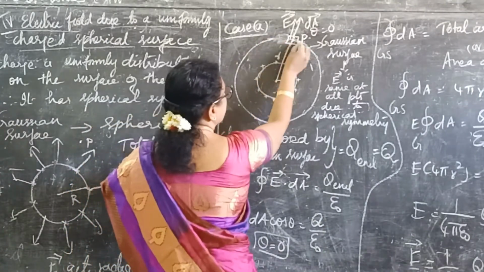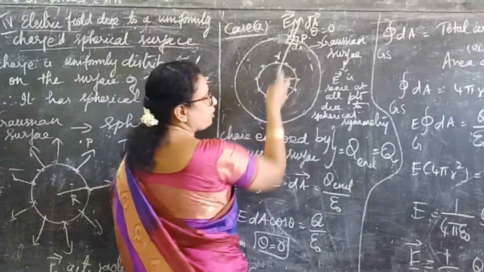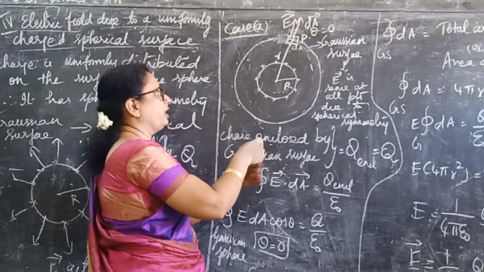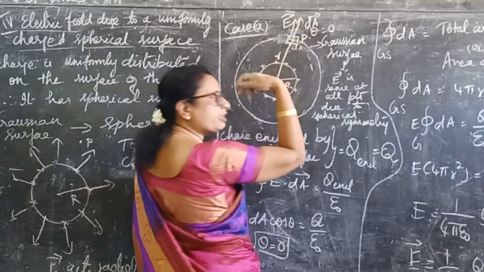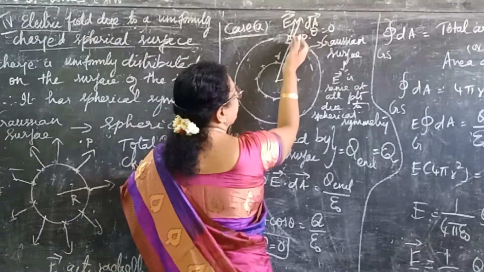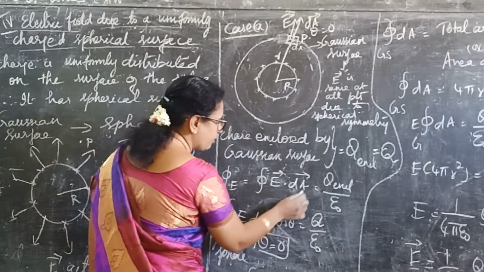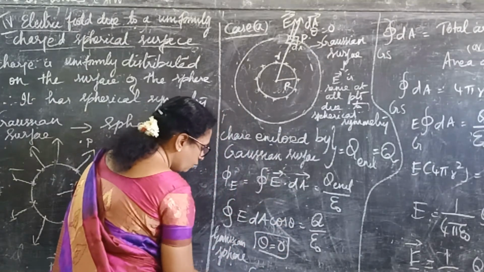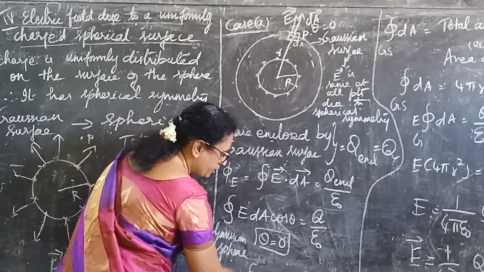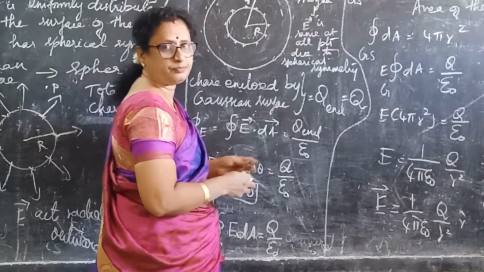Now on this Gaussian sphere, let us consider a very small area element dA. The direction of dA will be perpendicular to the area, like this. dA will act radially outwards. The direction of E is also radially outwards. So both E vector and dA vector act in the same direction, radially outwards. Therefore theta is equal to 0, so cos 0 is 1. So the closed integral over the Gaussian sphere of E dA, because cos 0 is 1, is equal to Q by epsilon naught.